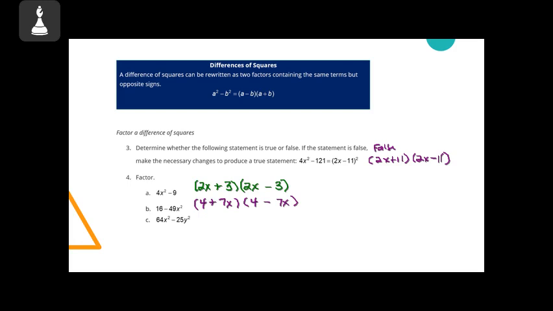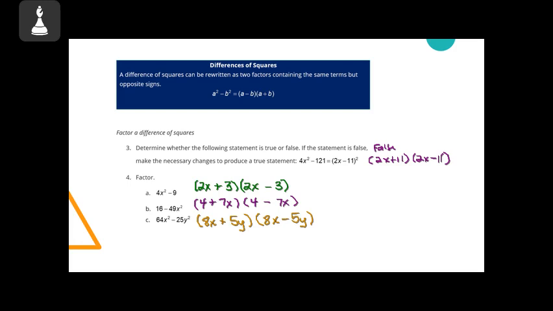And the last one, 64x squared minus 25y squared. Both of those are, again, perfect squares. 64x squared, that's 8x times 8x. And 25y squared, that's going to be 5y times 5y. One's a plus, one's a minus.